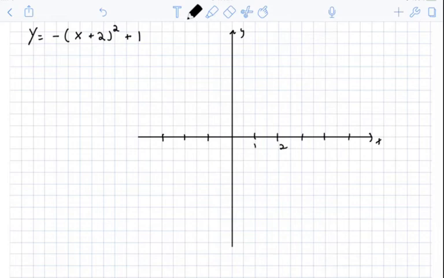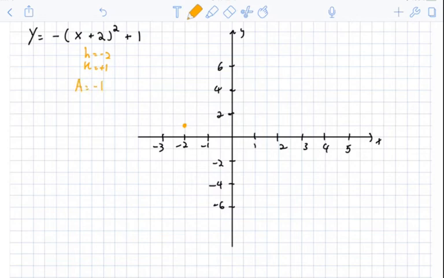2, 3, 4, 5. Minus 1, minus 2, minus 3. That's a 2, 4. I'll count up by 6. And then minus 2, minus 4, minus 6. All right, let's see what this tells us. H is equal to minus 2. K is equal to plus 1. So the vertex is here, and that's where the axis of symmetry is. A is equal to minus 1, so it's going down like that. So there will be roots.